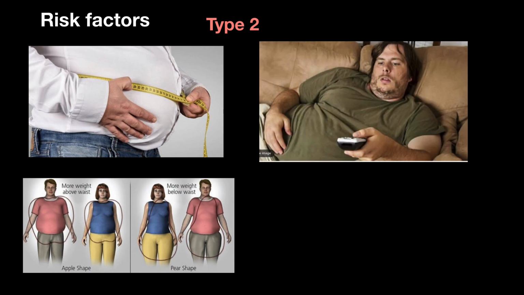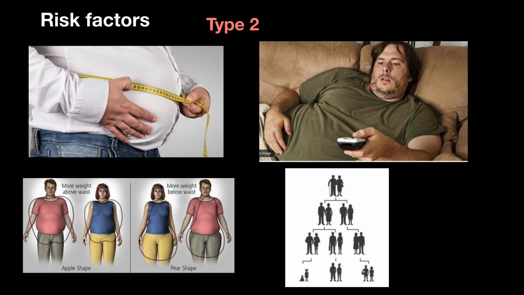Then inactivity. If you are physically inactive, the use of glucose for energy is minimized. So, the less active you are, the greater your risk. Then family history. If one of your close relatives like your father, mother or siblings has type 2 diabetes mellitus, then you are at greater risk.